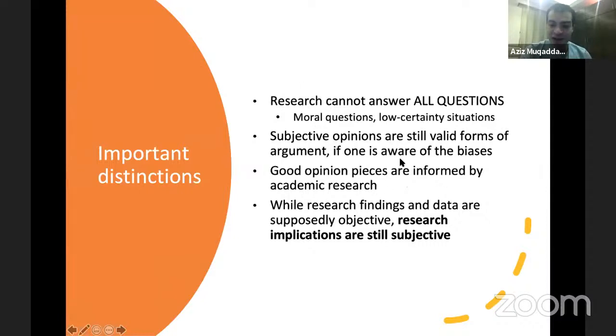Before we move on, I don't want to leave you with the impression that opinion articles are not necessarily useless. Research cannot answer all questions. It can answer many questions, but not all, because we encounter, for example, moral questions. Even when we go back to the question of the minimum wage, is it only an academic or empirical question, or is it also a moral question?